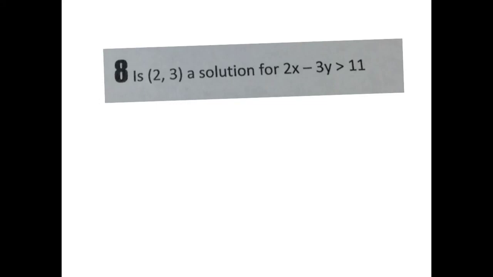Okay. Is (2, 3) a solution for 2x minus 3y is greater than 11? So this is an x and a y. So basically we're just going to go back middle school style and plug in and see if it's a true statement. So 2x, not plus, minus 3y is greater than 11.